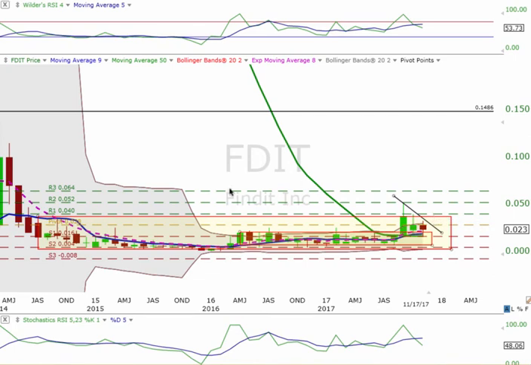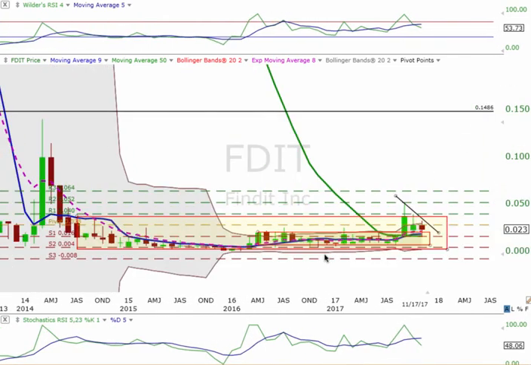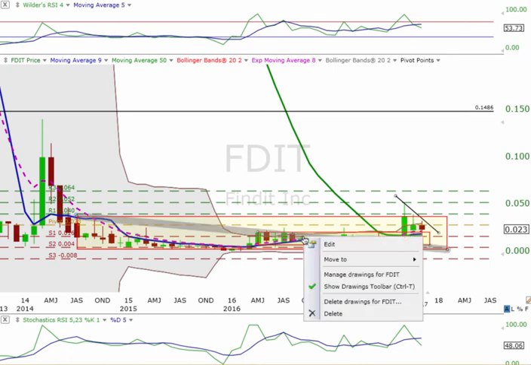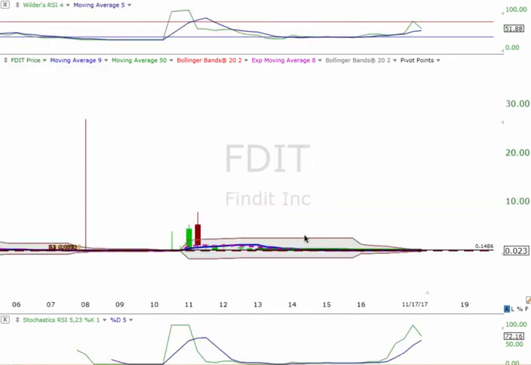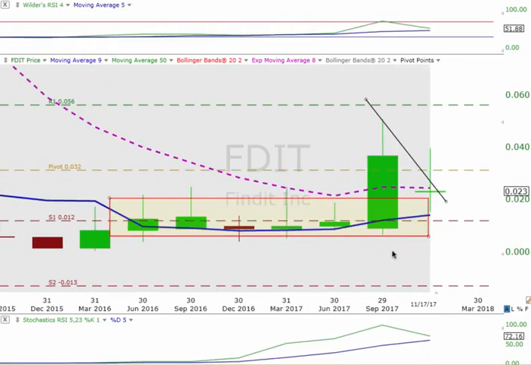If this breaks, you have 5.464 here as R3 on the monthly, and then after that there are really no candles of resistance until the 14.68. So I guess if the company is doing what they're supposed to be doing, investors are taking notice, this thing could long term do very well. I haven't looked at the quarterly on this, but it could be very interesting.